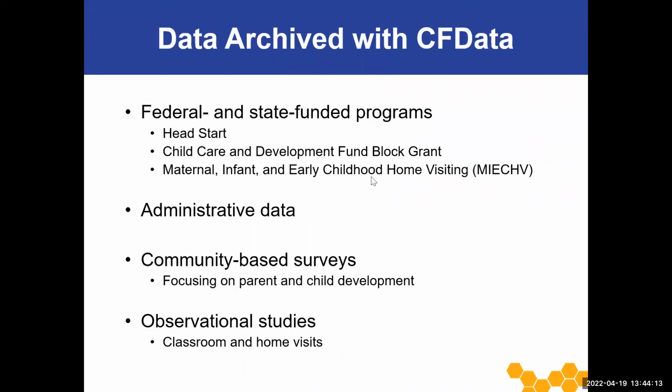CFData has a range of data, including data on federal and state funded programs such as Head Start, the Child Care and Development Fund Block Grant, and the Maternal, Infant, and Early Childhood Home Visiting Program. We also have administrative data, community-based surveys focused on parent and child development, and observational studies in classrooms and homes.